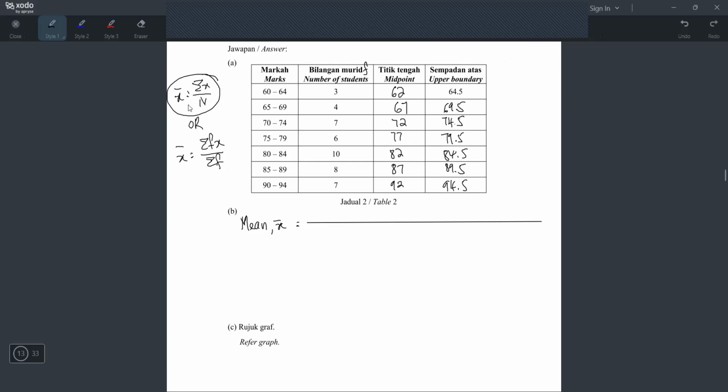Okay. No, I was wrong. Sorry, I shouldn't say it like that. This formula we use when there is no frequency. Not because it is ungrouped, but when there is no frequency. And then this formula we use when there is frequency. Alright. And sometimes the X, if it's group data, the X you have to use midpoint. Okay, the X you have to use midpoint.